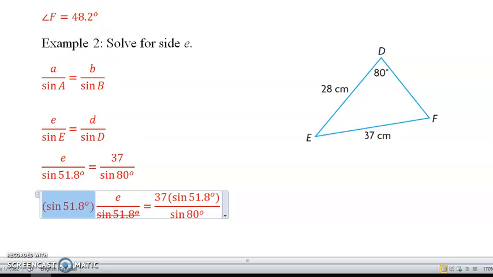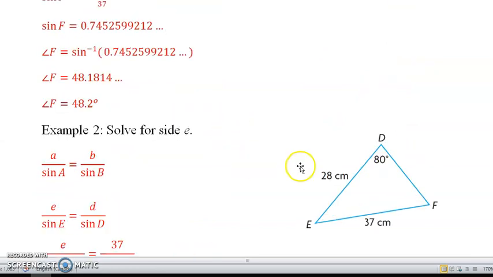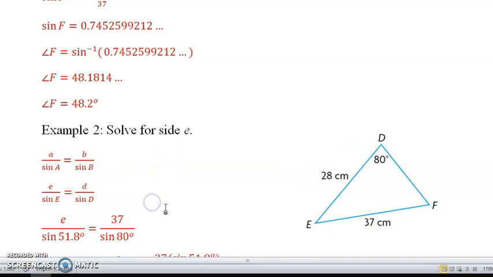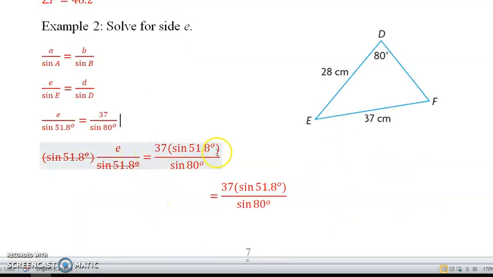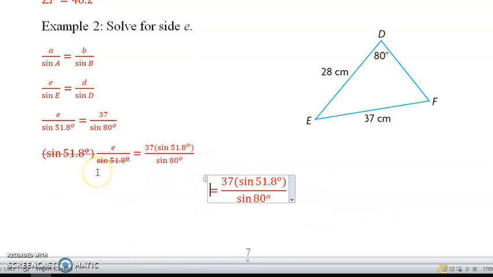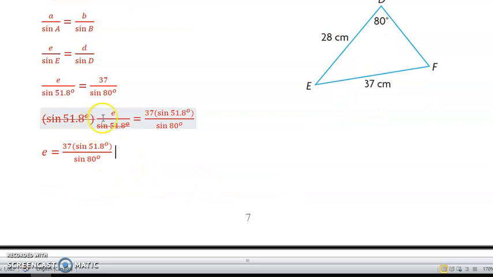There's no need of taking that value right now. It'll just make it pretty ugly, right? Okay. So E is equal to 37 multiplied by sine 51.8 divided by the sine of 80.